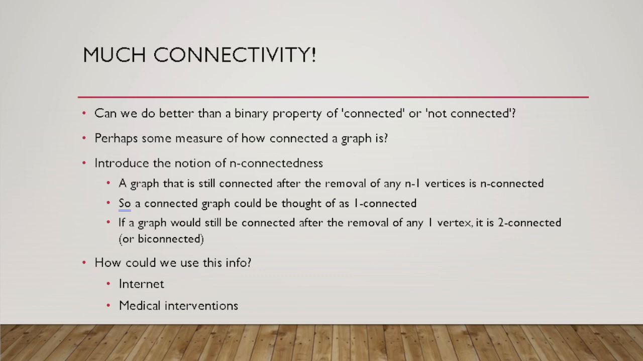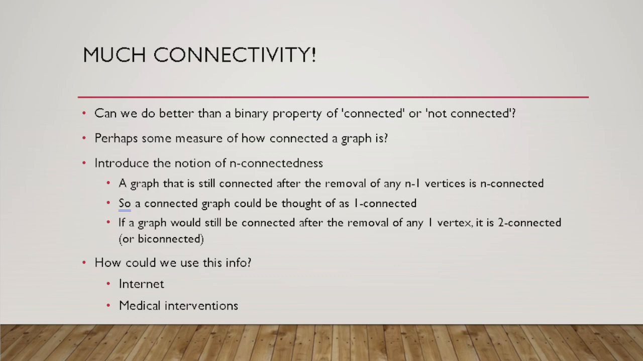So how we define this measure is that a graph is n-connected if removing any n-1 vertices could not disconnect the graph. Okay, so what it means is that the graph would still be connected after the removal of any n-1 vertices. So when we talk about a graph that's connected, we could also be saying that it's 1-connected, because what we're saying is that the removal of any 0 vertices still leaves it connected.